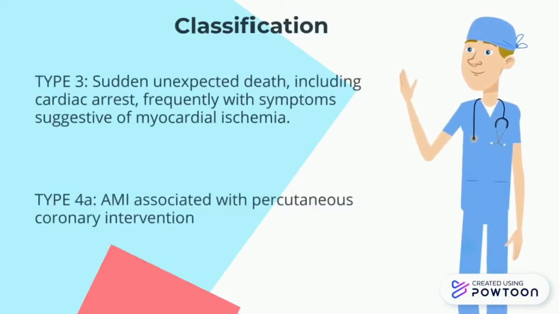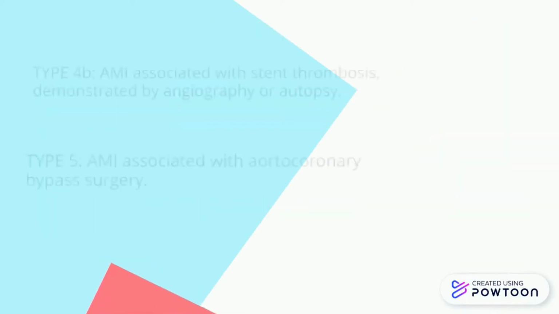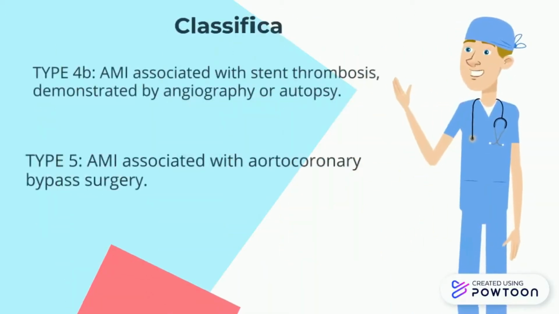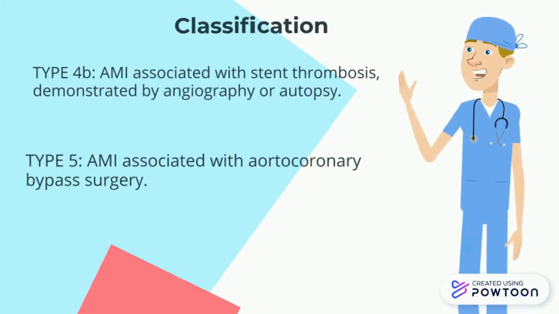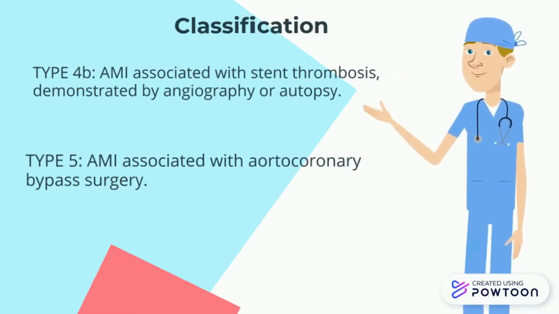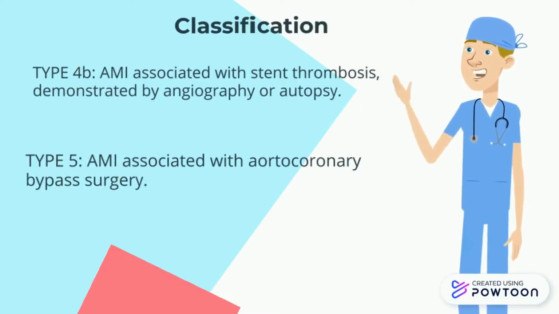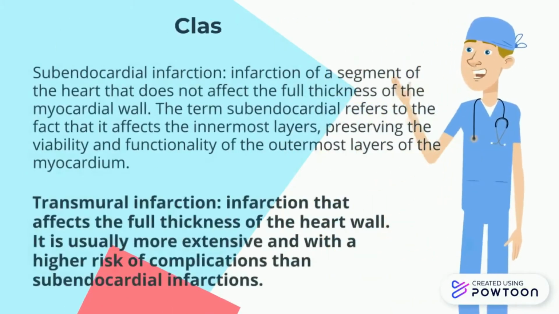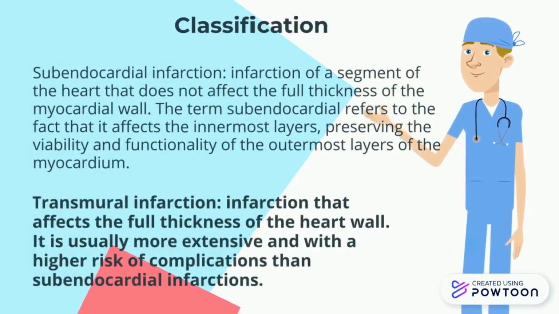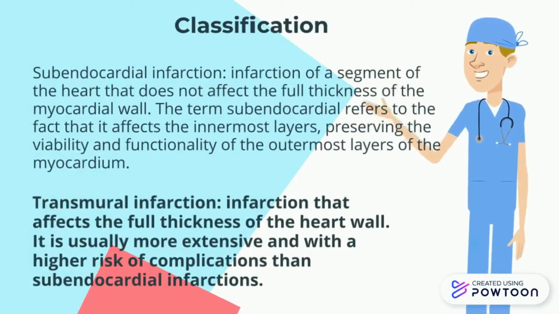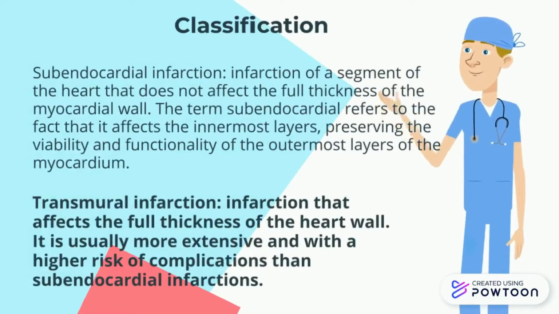Type 4A. AMI associated with percutaneous coronary intervention. Type 4B. AMI associated with stent thrombosis, demonstrated by angiography or autopsy. Type 5. AMI associated with coronary artery bypass grafting. Subendocardial infarction is an infarction of a segment of the heart that does not affect the full thickness of the myocardial wall.